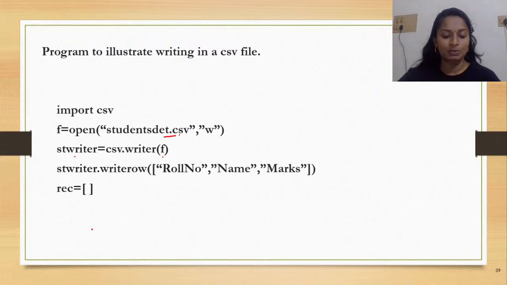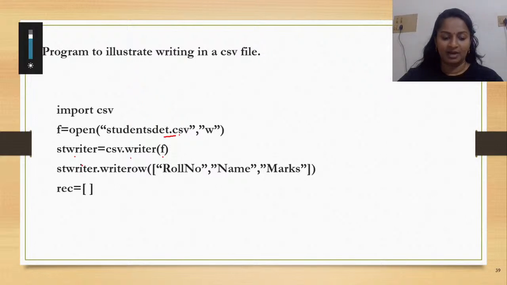I hope this much part is clear to you, which is the first and primary thing you need to have. You need to import the CSV module. Later, you have to open your CSV file, and since we are attempting the writing operation, we are going to open the file in write mode. f is the file handle. Then we invoke the writer function as csv.writer, and an argument is passed. What is the argument passed? The file object.